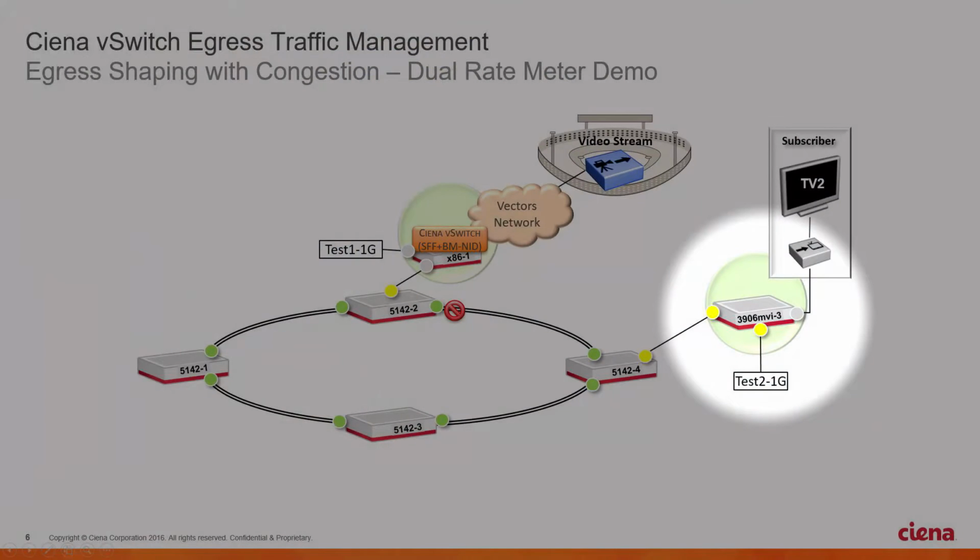At the other end of the network is a second device, which happens to be the 3906 MVI. In this case, the 3906 MVI is strictly acting as a physical NID. We're not hosting any NFV functions on that device.